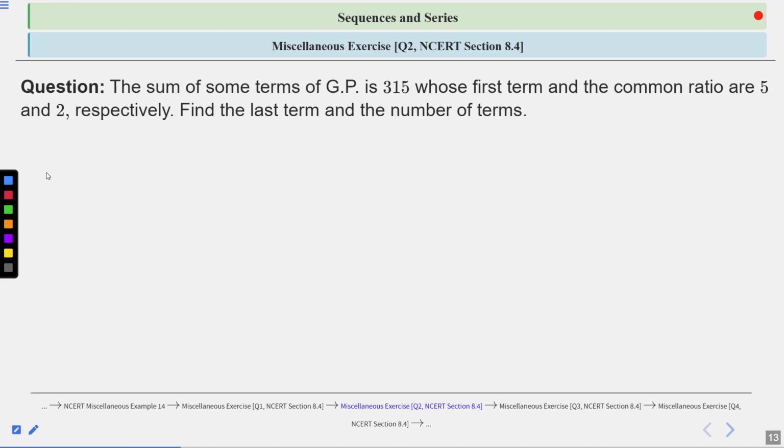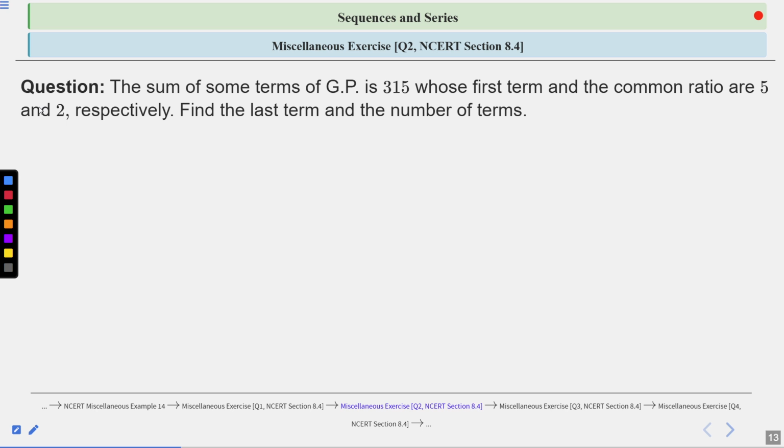Now question number 2, Miscellaneous Exercise, NCERT section 8.4. In this question we talk about the geometric progression. The sum of some terms of a geometric progression is 315, whose first term and common ratio are 5 and 2 respectively. So here the first term of the geometric progression, a, equals 5, the common ratio r equals 2, and the sum of some terms of the geometric progression is 315.